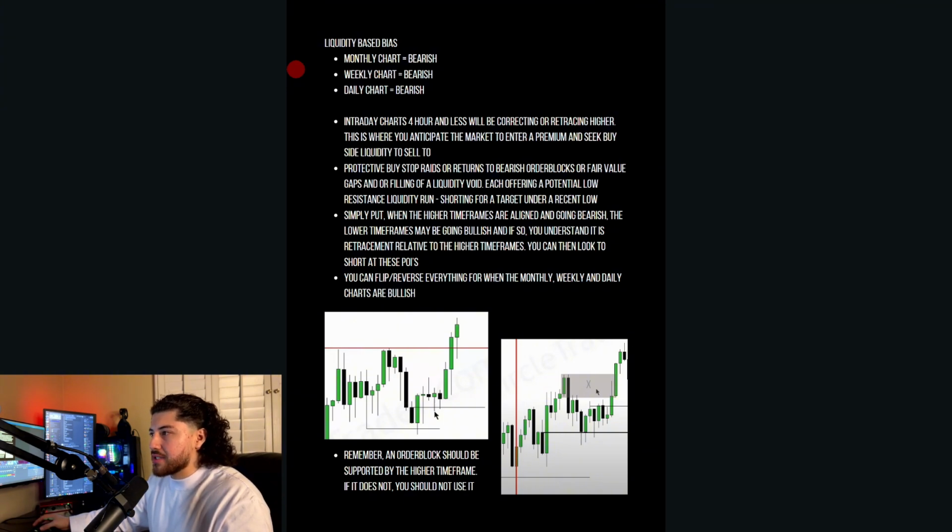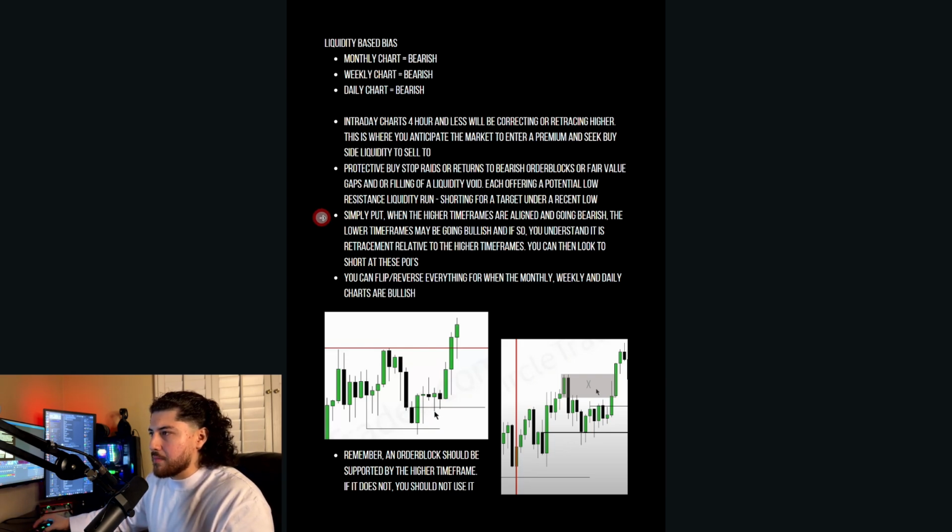Simply put, when the higher time frames are aligned and going bearish, the lower time frames may be going bullish, and if so, you understand it is a retracement relative to the higher time frames. You can then look to short at these POIs. You can flip/reverse everything for when the monthly, weekly, and daily charts are bullish.